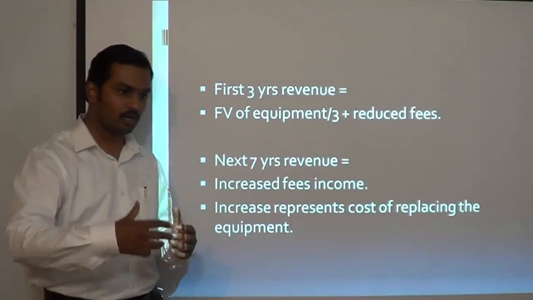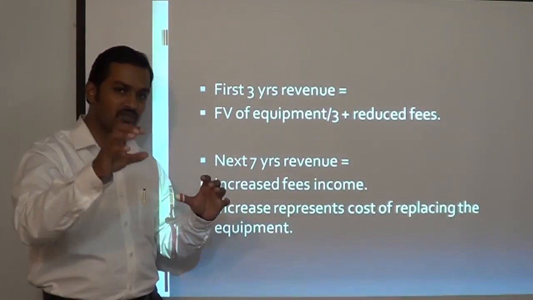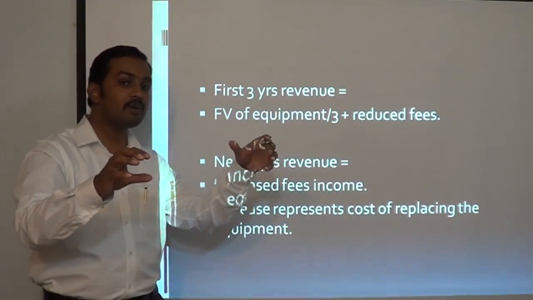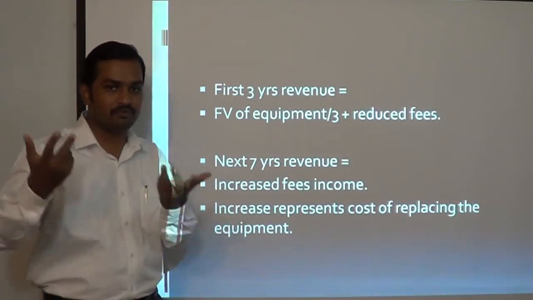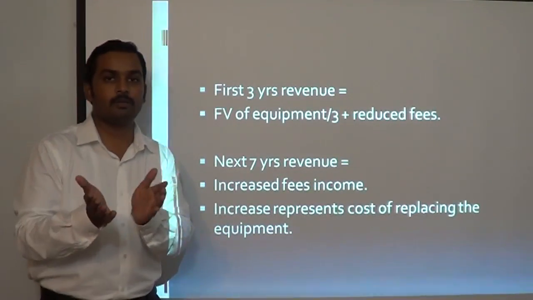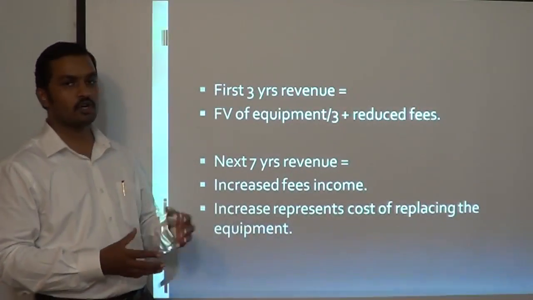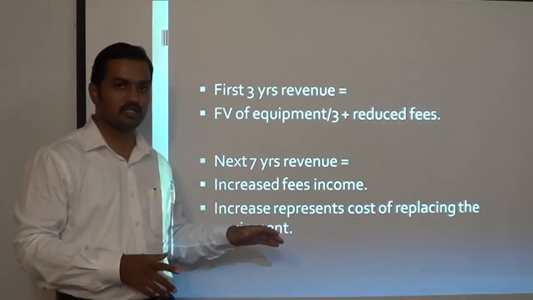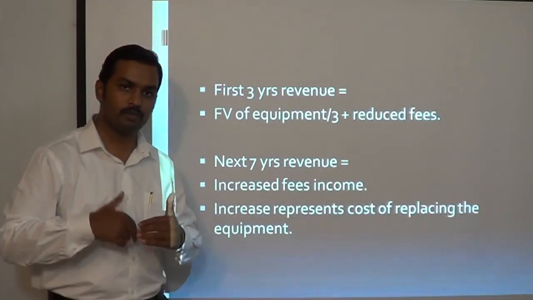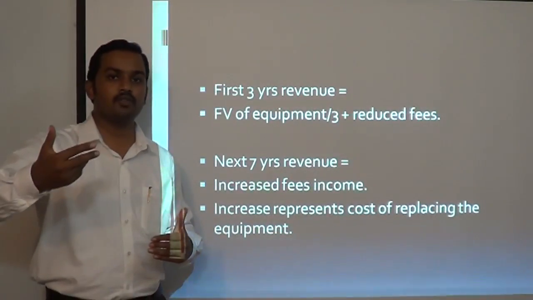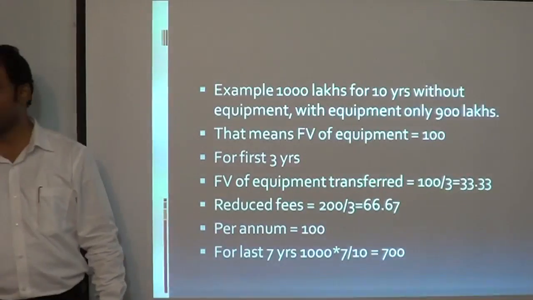We are going to charge more because, for the first 3 years, I can use the old equipment. Hence the fees will be low, but the fair value of the equipment which was received will also be recognized as revenue. But in the next 7 years I am going to charge more fees because I have to now replace the old equipment with new equipment. Automatically fees will increase. The increase represents the cost of replacing the old equipment, because the equipment will come to the end of its useful life after 3 years. For the next 7 years I have to replace the old equipment and provide service with the new equipment. Automatically cost will be more, that means the charge will also be more. Okay, so we'll see an example to apply this particular situation.